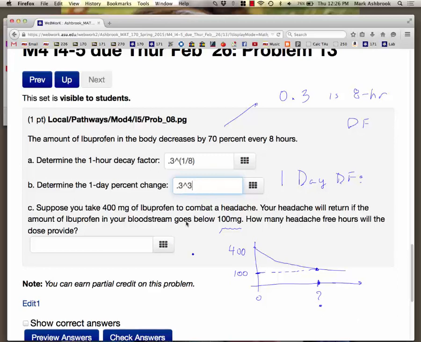So let's develop the function, and then I think we talked about last time, you're going to use your graphing calculator and use a graph to solve this. So if we'll call it, say, f of hours. So f of t equals initial value, 400. Do we have the 1-hour decay factor? Yes, 0.3 to the 1/8. So I think that's our function, the ibuprofen as a function of hours, right? And we want to know when the output is 100.